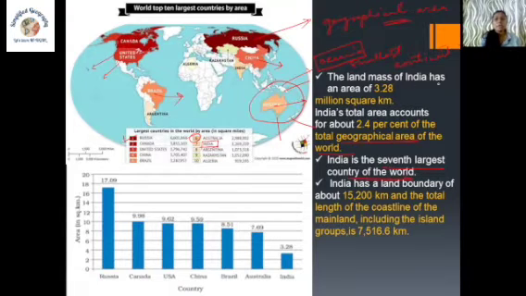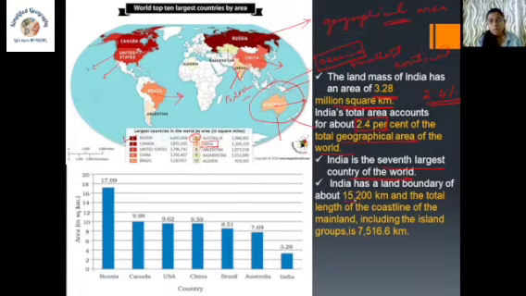The landmass of India has an area of 3.28 million square kilometers. India's total area accounts for 2.4% of the total world's geographical area. That's it. India has a land boundary of 15,200 kilometers. So if you talk about the land boundary, let me draw it somehow. Our land boundary is 15,200 kilometers.